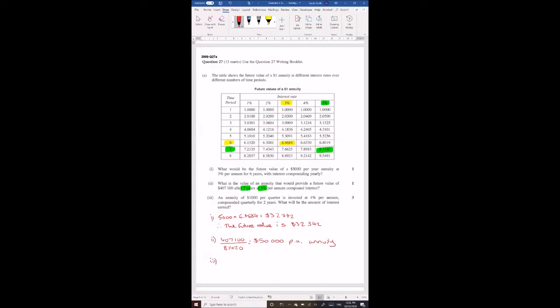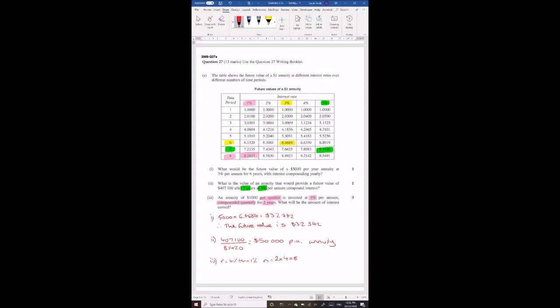Okay, part 3. We want to find the future value of the annuity. They're doing $1,000 per quarter at 4% per annum, compounded quarterly for 2 years. Because we're now talking about quarterlies, that's when we need to start changing our rate. So our rate will become 4% divided by 4, which will now give us 1%. The number of time periods will be 2 times 4, which equals 8. So looking back in our table, we're looking at 1% and 8 time periods. That is our new interest factor.